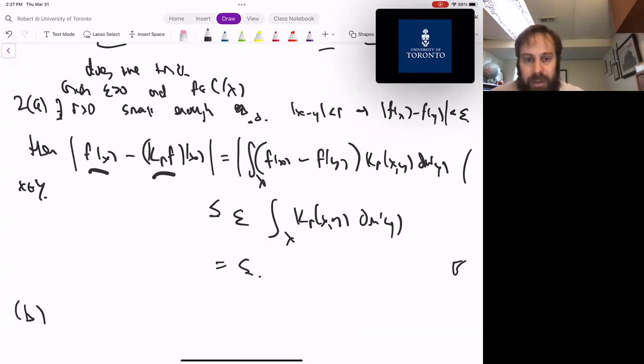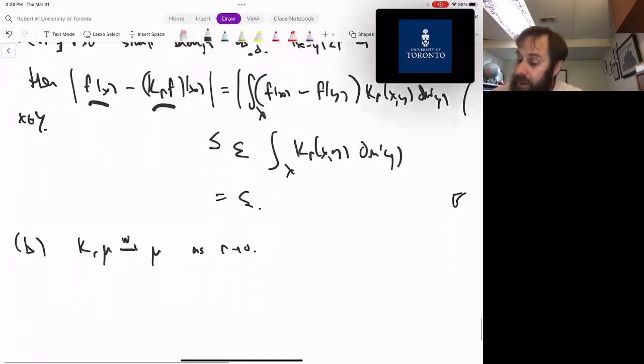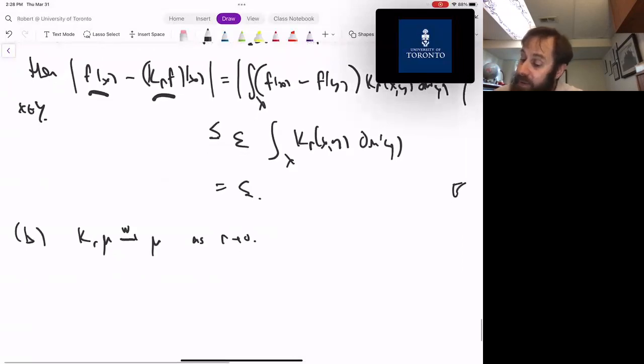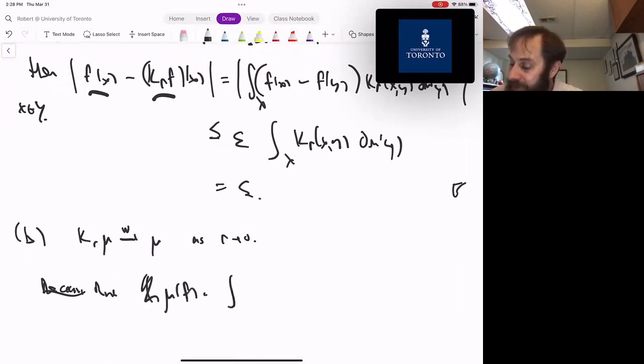Basically, property B is, I'm wanting to show that k_R of mu converges weakly to mu as R goes to zero. And a simple way of doing that is to look at the action. So measures are defined in duality with their action on continuous functions. But so recall, the action of mu on a continuous function f is basically the integral of f d mu.